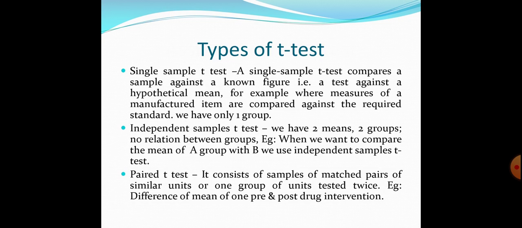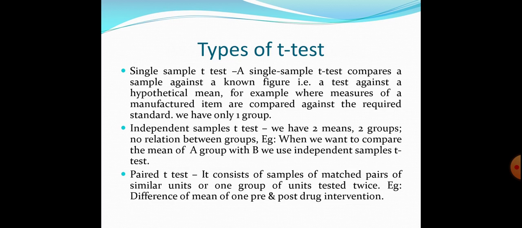In this we have two groups, so we have two means also, but the main thing is no relationship between the groups. For example, if we want to compare the results of two colleges, then in that case both colleges are independent of each other. Both colleges have two means, two samples are there. So in that case, the independent sample t-test can be applied.